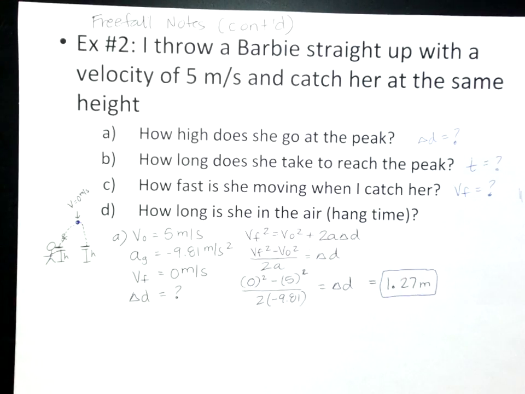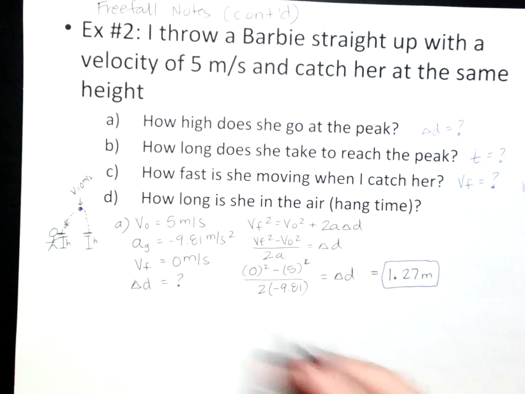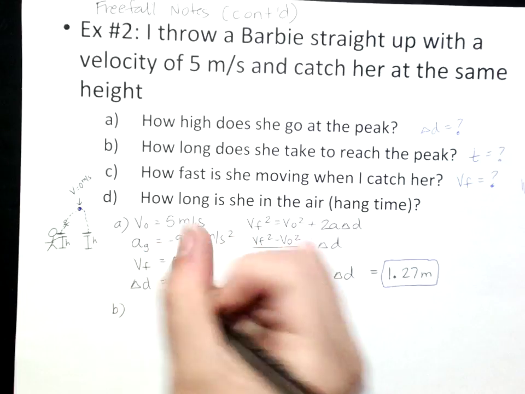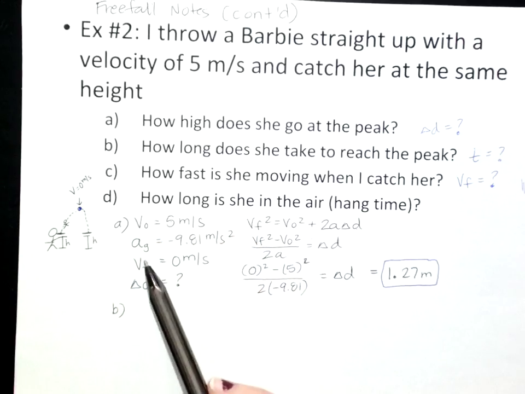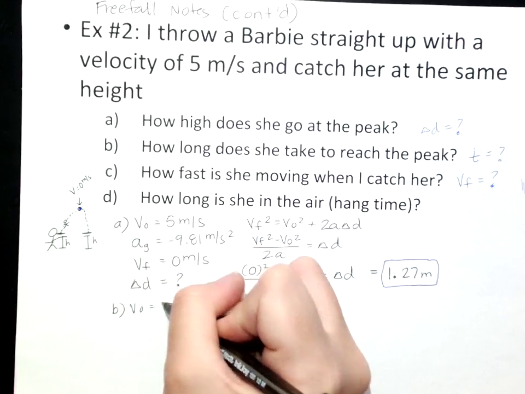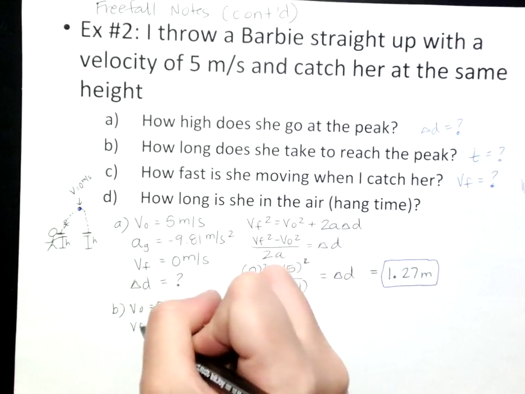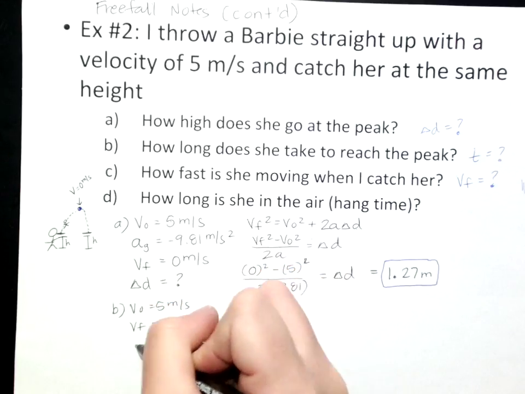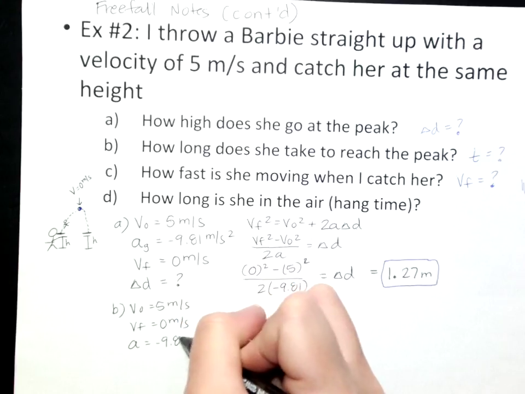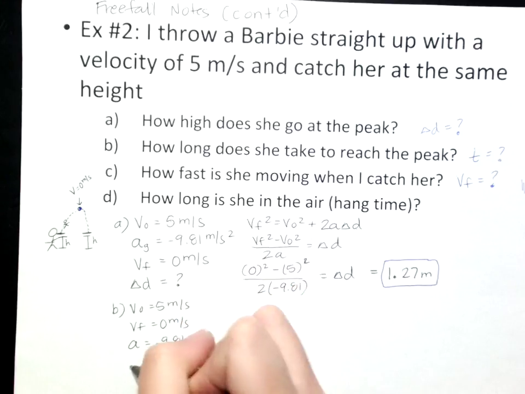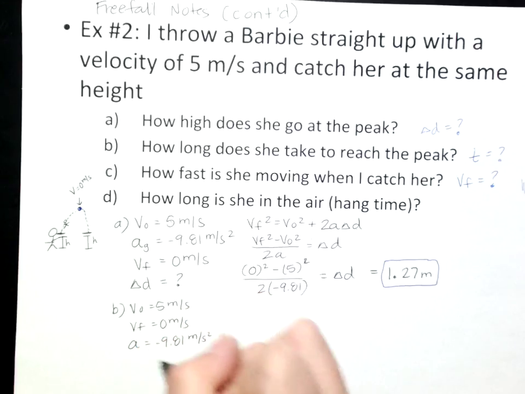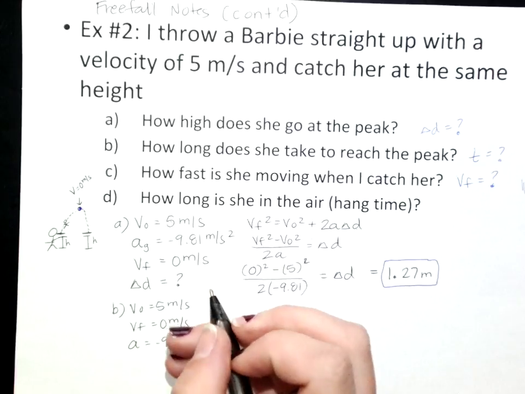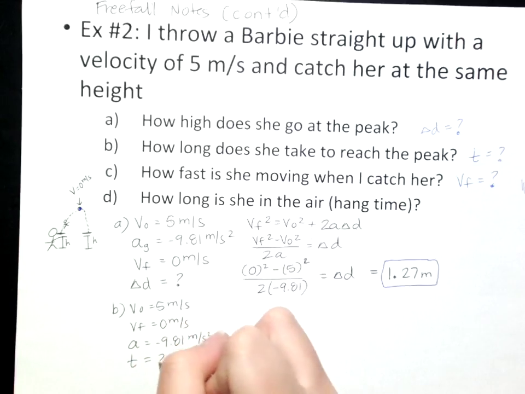Okay, now we need to go on to B. So B, how long does she take to reach the peak? So we know the same things that we know in the previous problem. We know V initial equals 5 meters per second. We know V final equals 0 meters per second. We know acceleration equals negative 9.81 meters per second squared. And we know that our time, delta D equals VOT. We need to know time.